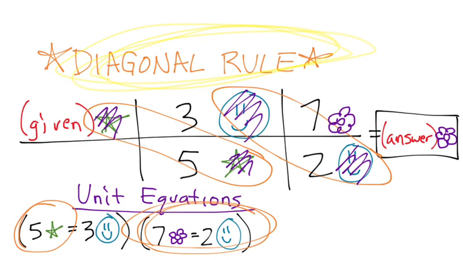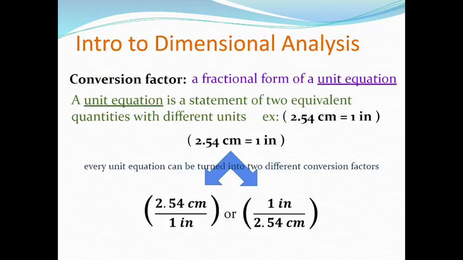So that's the diagonal rule. That's how we know how to flip our unit equations into each of these conversion factors. And for each problem, there's really only one correct way to flip it. So you have to keep checking that diagonal rule.